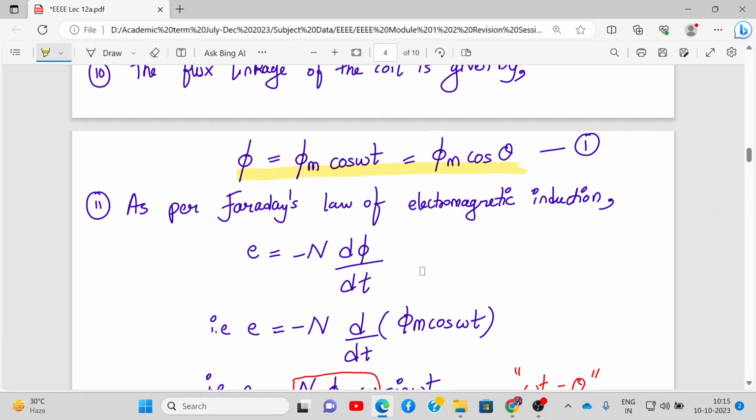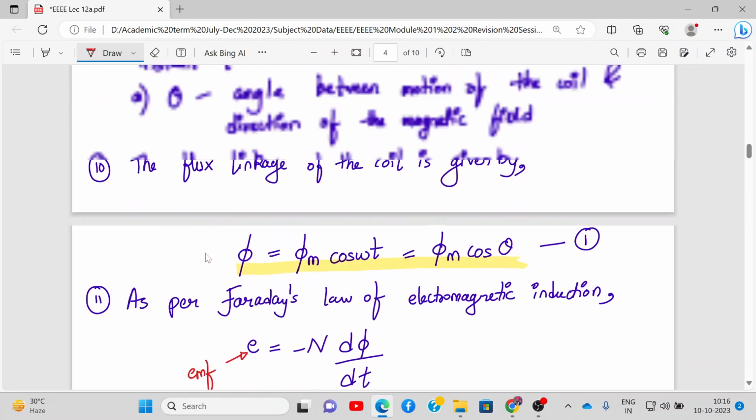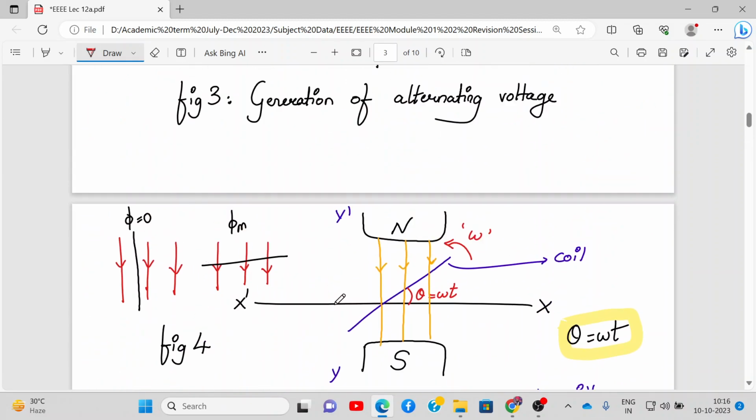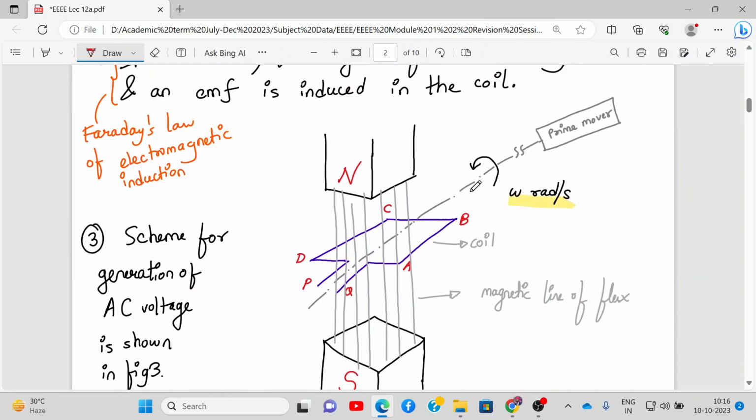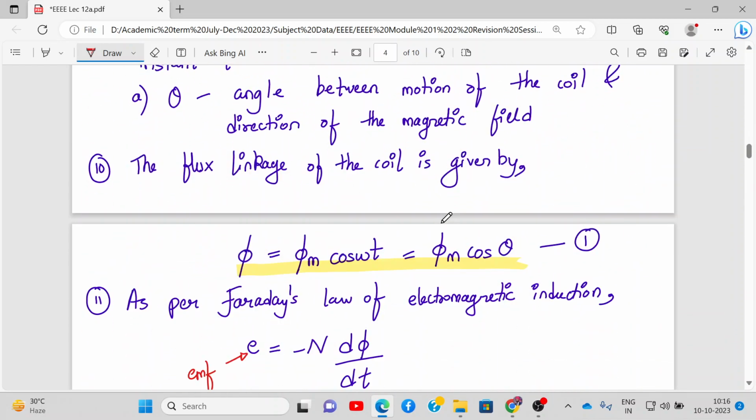As per Faraday's laws of magnetic induction, whenever the coil cuts the magnetic lines of flux, there will be an EMF induced, and this EMF is represented by E. E is equal to minus N d phi by dt. What is N? N is the number of turns. This rectangular coil is rotating for N turns. Let's say it's rotating 100 times, so N is 100.